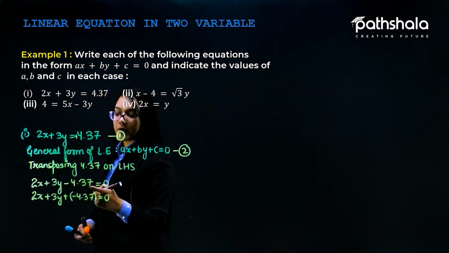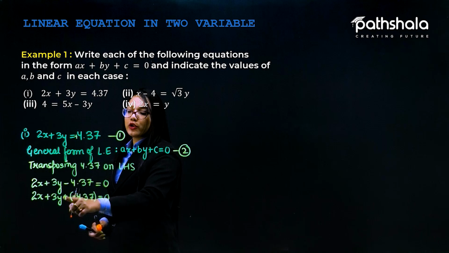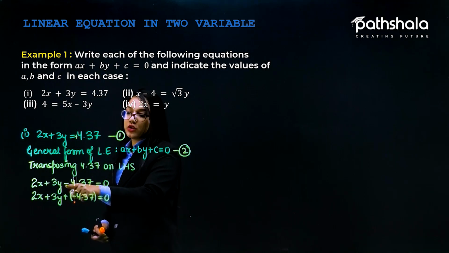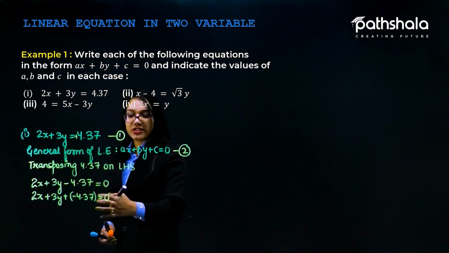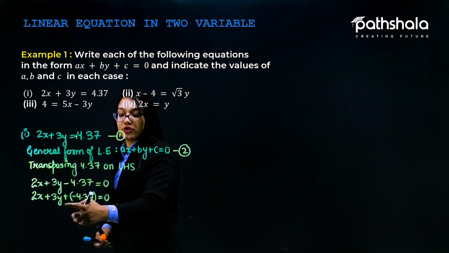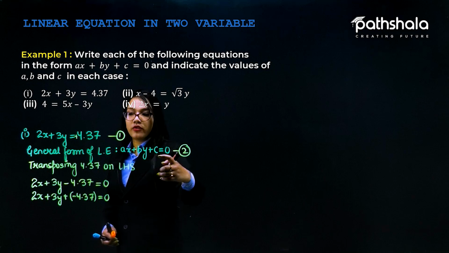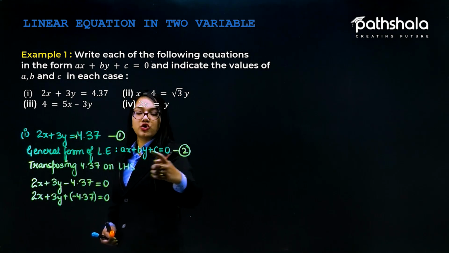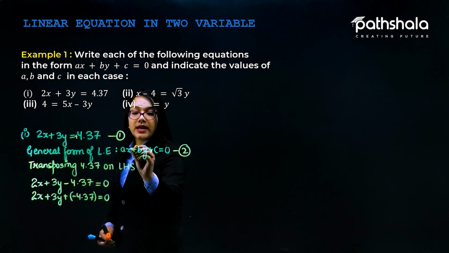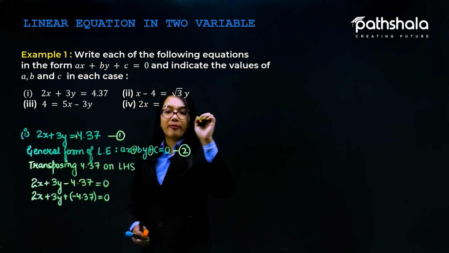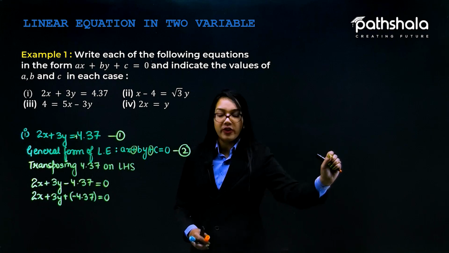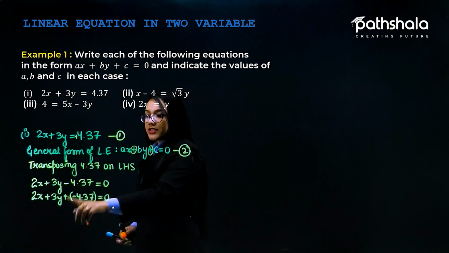We can also express this equation in this form. Why so? Because plus minus is again minus, so this will be minus 4.37. Why have I expressed this equation into this form? Because the general form of the linear equation is of the type ax plus by plus c, so we wanted a sign of positive in between all the terms. That's why I have taken plus over here.